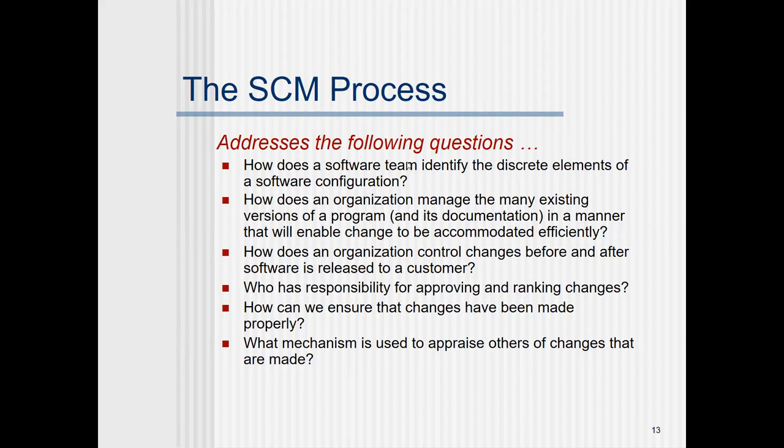Okay. So how does an organization control changes before and after software is released to a customer? And who is responsible for approving and tracking the changes? How can we ensure that changes have been made properly? That is another very important and challenging thing that we need to look out for. When changes happen, whether the changes successfully happened or not, how can we ensure that? What are all the things that you identified from the project that make you consider the change a successful one? We have to give answers to that.